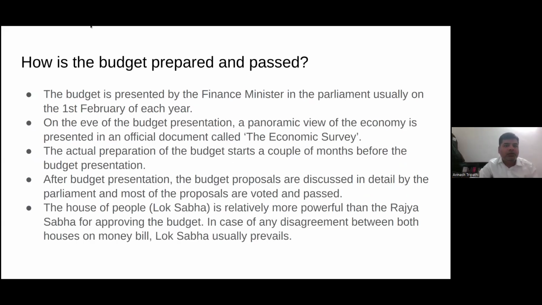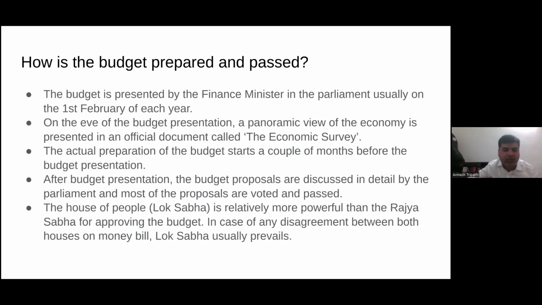Okay. Once we have a basic understanding of what budget is about, let us have a look at the process, how exactly it is done. So basically, the budget is presented by the finance minister in the parliament, usually on the first of February each year. Okay. So right now, that is the convention. Earlier it used to be towards the end of February, but a few years ago this budget presentation was moved to February 1st.